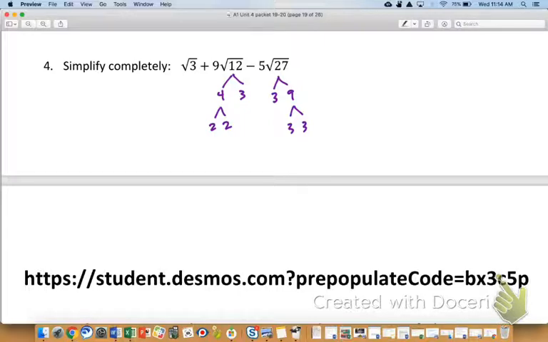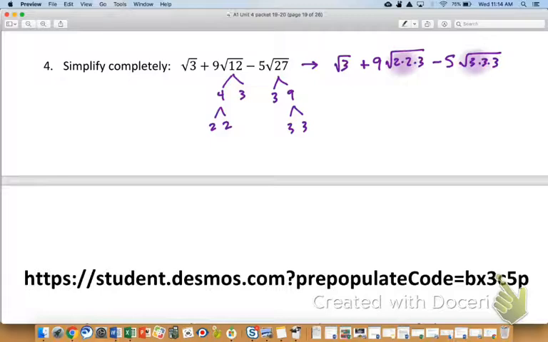So once you do this, you could write square root of 3 plus 9 times the square root of 2 times 2 times 3 minus 5 times the square root of 3 times 3 times 3. And now, if you haven't already, you probably noticed that there's a pair of 2's in the first radical, and then there's a pair of 3's in the second radical. Isn't that what we're looking for? So I see these 2 2's and these 2 3's. Remember that 2 2's on the inside come out as a single 2, and 2 3's on the inside come out as a single 3.